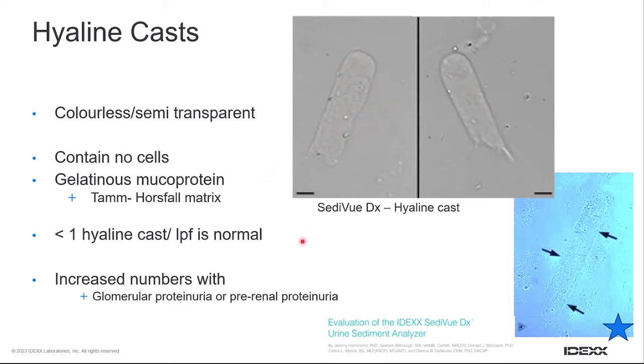And less than one hyaline cast per low power field is normal, but if we're seeing any increased number of those, it would indicate we've got a problem. And with hyaline casts, we tend to find increased numbers in animals with either glomerular proteinuria or pre-renal proteinuria.